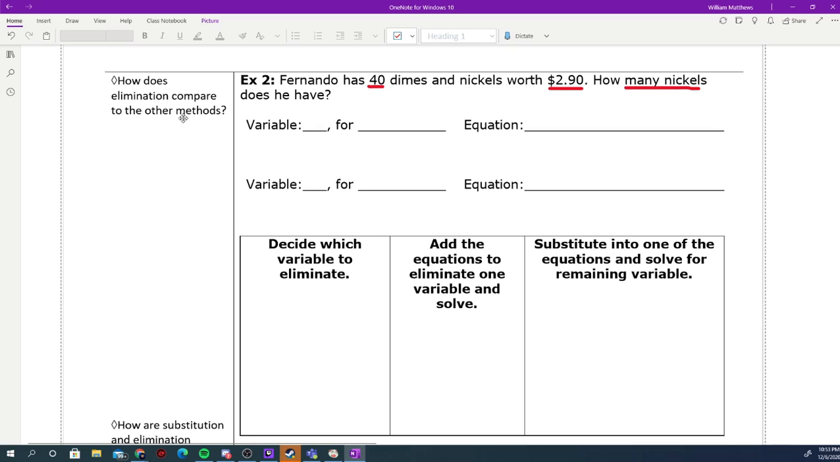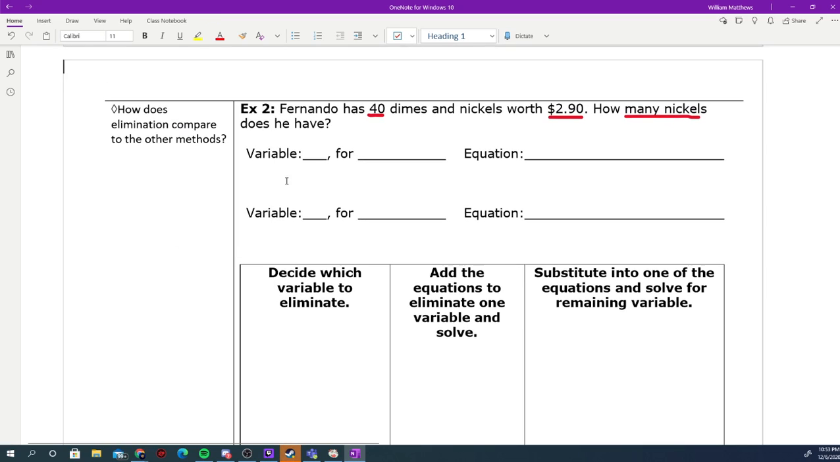Oops, might need to move my cursor to the right place. We can have N for nickels, D for dimes. More specifically, the number of.